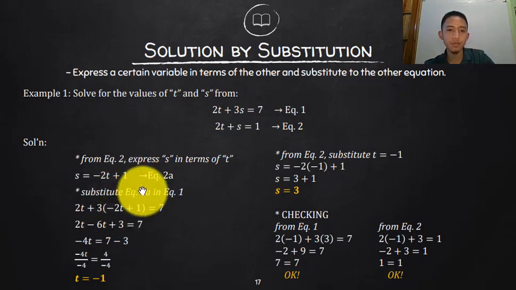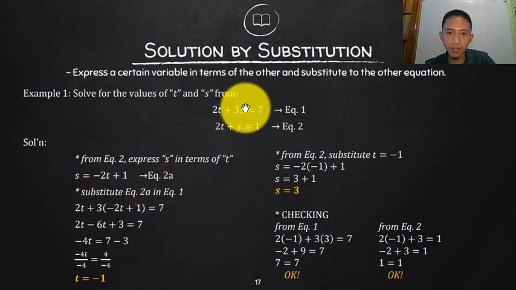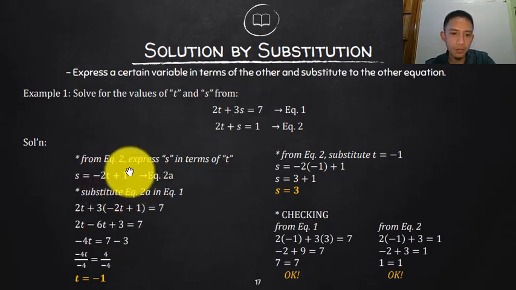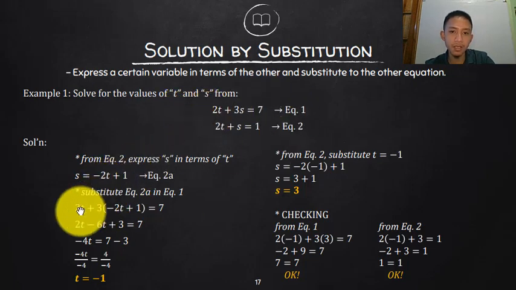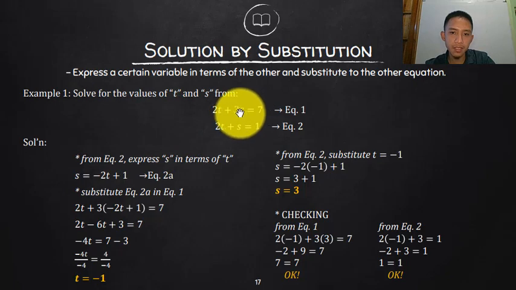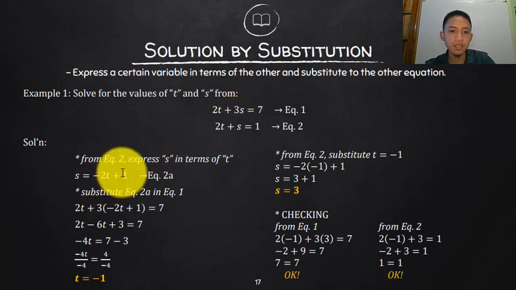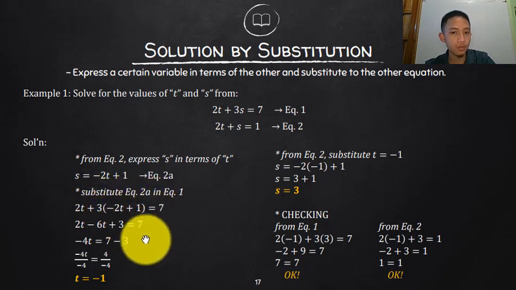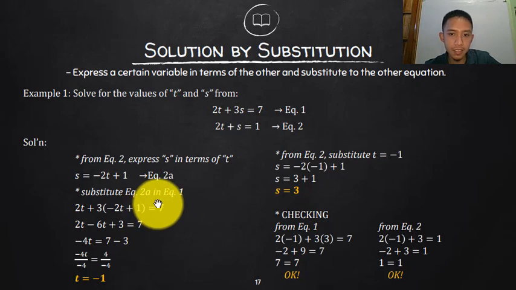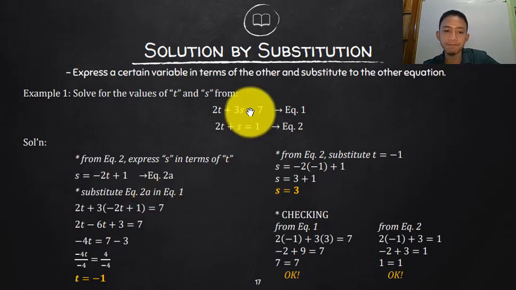So that is what I will do. I will substitute that equation 2a in your equation 1. If I do that, the s in your equation 1 will become negative 2t plus 1. So here 2t is still 2t. 3 times s, instead of s, will now change to negative 2t plus 1. Please enclose that one since that is more than one term. And that is still equal to 7.